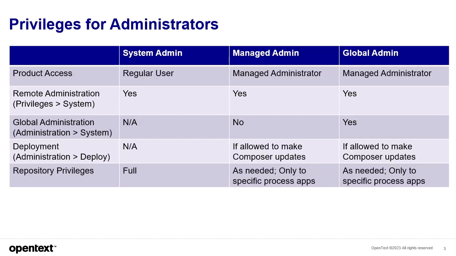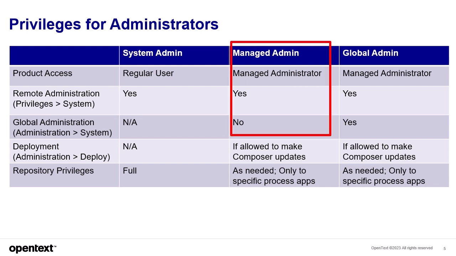It would be nice if there was a simple option box to designate someone as a specific type of administrator, but there's not. Instead, users are given special privileges, and those privileges determine what type of administrator they are. The combination of a user having regular user product access as well as the remote administration privilege is what gives the system administrator all their access.